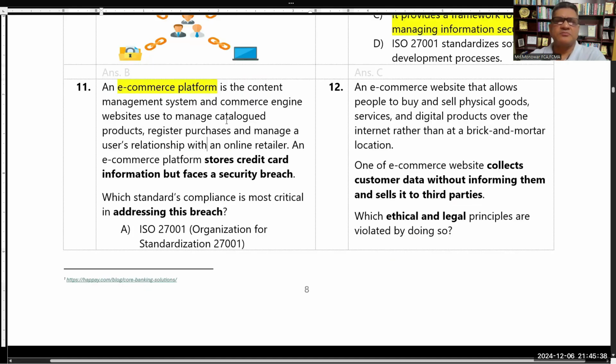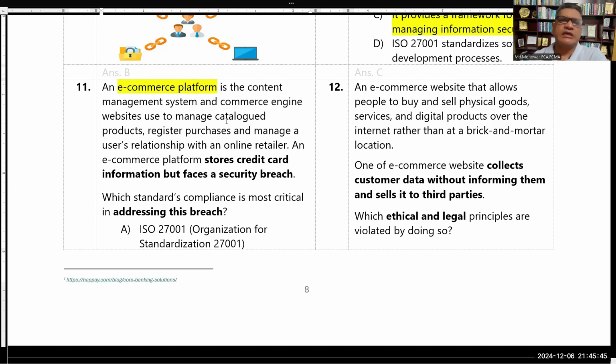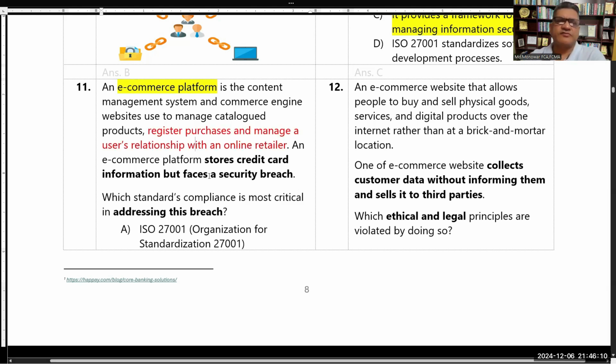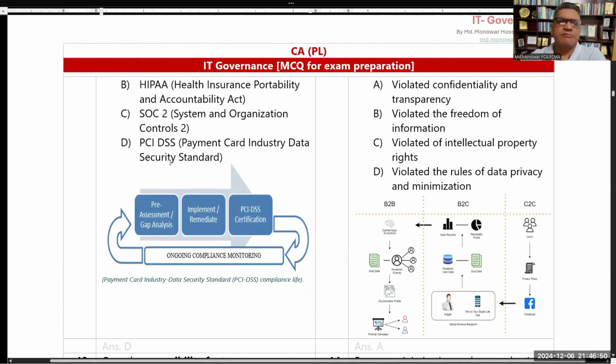An e-commerce platform is the content management system and commerce engine website used to manage catalogs, products, register purchasers, and manage the user relationship with an online retailer. An e-commerce platform stores credit card information but faces a security breach. In this situation, which standards compliance is most critical in addressing this breach? Your answer is Payment Card Industry Data Security Standard. It's called the PCI DSS. Answer D.